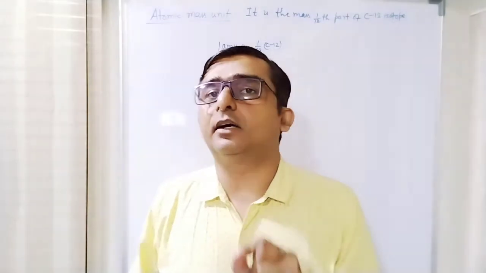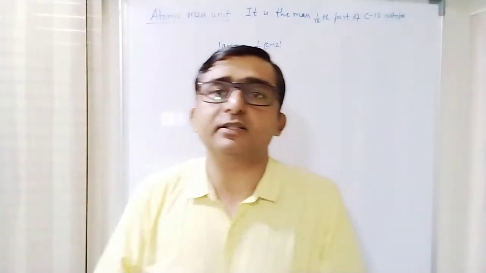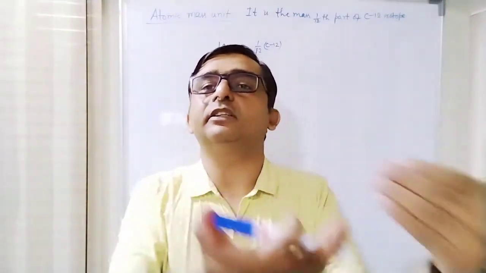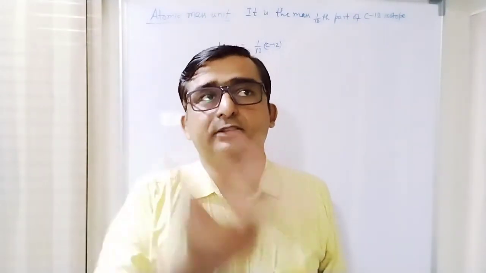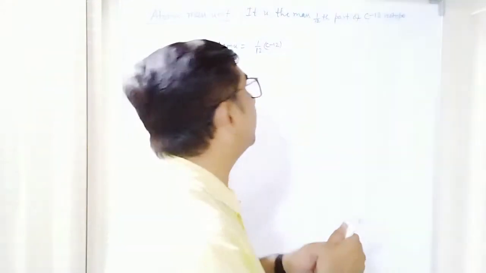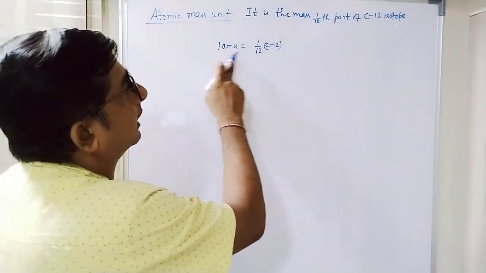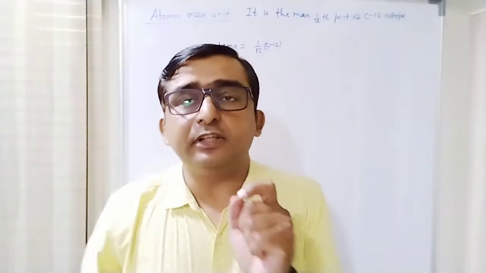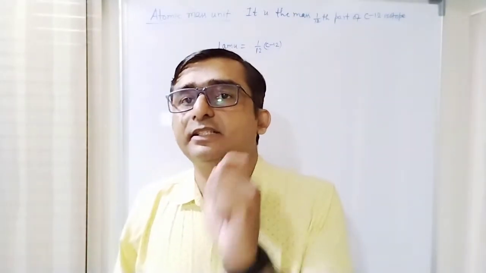When you compare this mass with any other atom's mass, if that atom's mass is 4 times, 10 times, 20 times, accordingly their mass will be. If suppose I take an example of lithium atom, then lithium's mass is found to be 7 times the mass of 1/12th part of carbon 12 atom. Okay, so lithium's atomic mass is said to be 7 AMU.